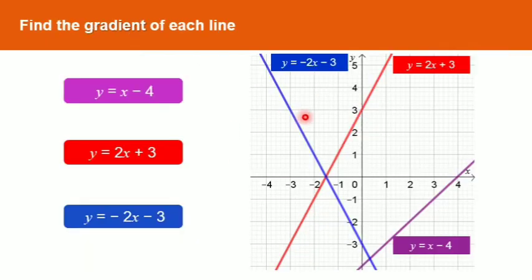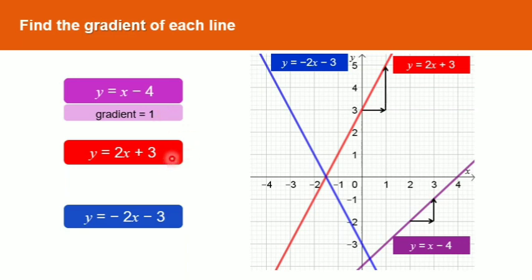Now let us continue to another example. Here I already have 3 lines: the blue, red and also purple line. We are going to find the gradient of each line. Let us start from the purple one. What do we have to do? We have to draw a simple triangle first. The gradient is the change in y, which is 1, divided by the change in x, which is 1. So the gradient will be 1 divided by 1, which is 1. The gradient is 1.